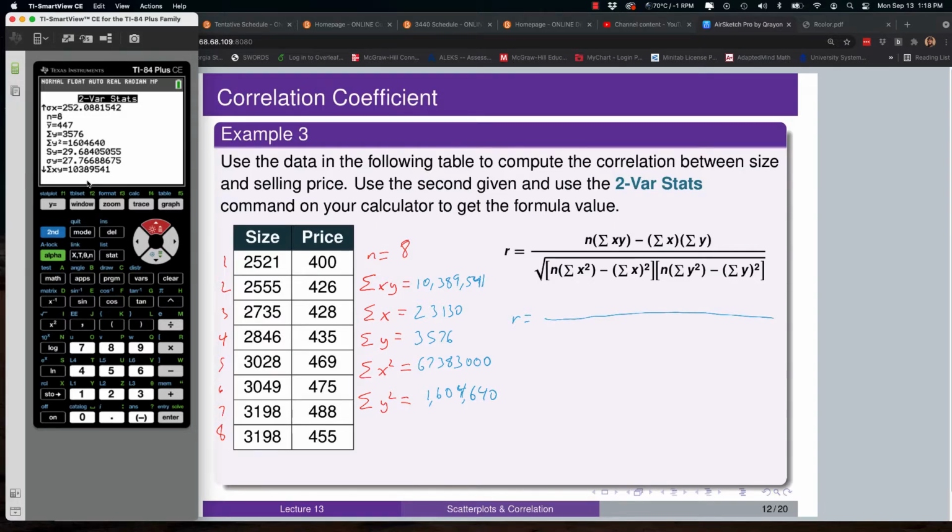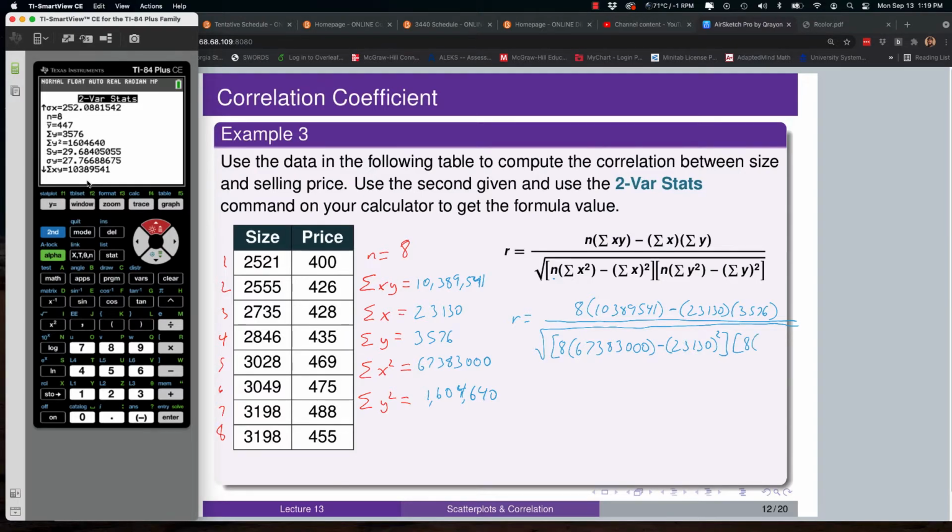So R, let's see if I can draw a straighter line than that real quick. We get 8 times the sum of X times Y, which is 10,389,541, minus the sum of X, which is 23,130, times the sum of Y, which is 3576, all over the square root of N, which is 8, times the sum of X squared, which is 67,383,000, minus the sum of X value, which is 23,130, all squared, and then that's going to be multiplied times, and I'm going to run out of room, so I'm going to have to go to the next line.